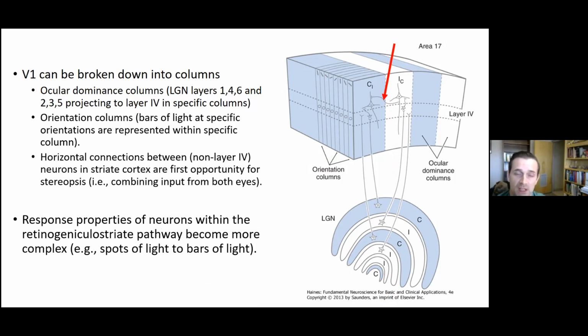And then we have horizontal connections between neurons that are not in layer 4 that allow us to have stereoscopic vision. So what does that mean? That means you can have crosstalk between information from the same eye and information from the opposite eye, so that you can visually perceive in 3 dimensions.